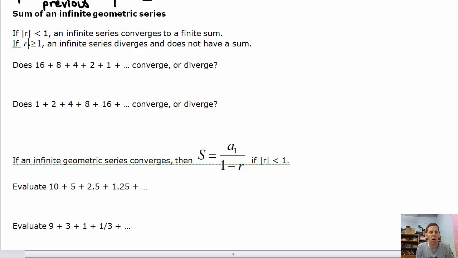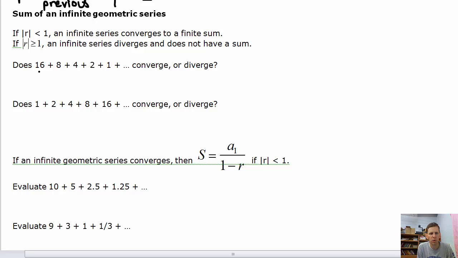However, if the absolute value of r is greater than or equal to 1, so we're talking about values that are bigger than +1 or smaller than -1, including 1 and -1, an infinite series diverges and does not have a sum. Diverges means that your answer is either going to be heading out toward negative infinity, heading out toward positive infinity, or it might be bouncing back and forth between negative and positive answers.